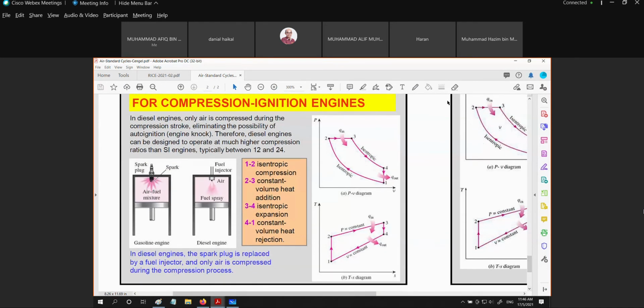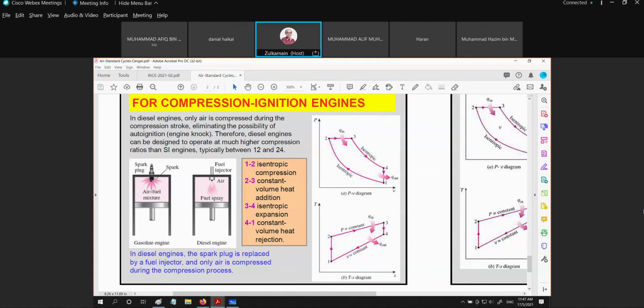And the CI engine represents the air standard cycle for the diesel engine. Comparing the diesel engine and the petrol engine, in the petrol engine we have a spark plug, but in the diesel engine what we have is a fuel injector. So this is the fuel injector. And the ignition comes from the high compression process. When the temperature of the compressed air is higher than the ignition or flame temperature of the fuel, then it will automatically auto-ignite.